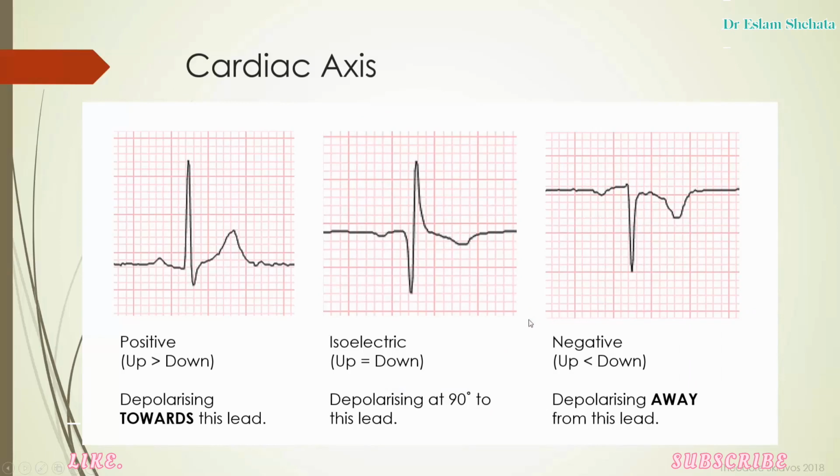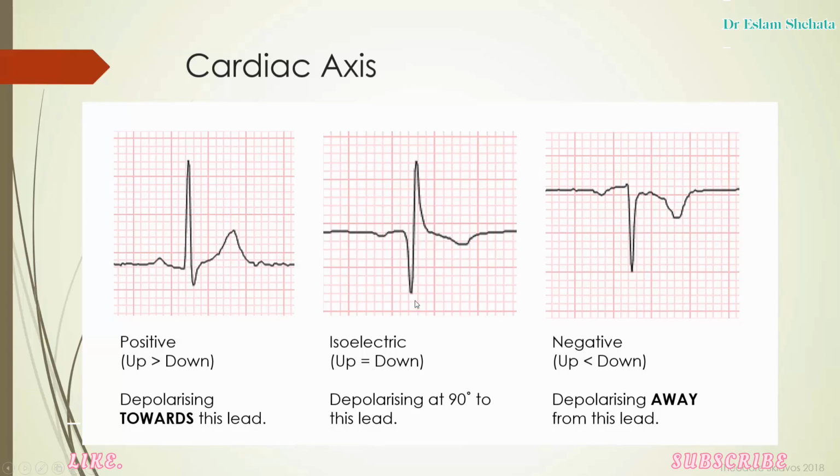When you're interpreting the axis, you're going to have to look at the QRS complexes and decide whether they're positive or negative. Now, when a QRS complex is predominantly positive, so the deflection is more upwards than it is downwards, well, that means we are depolarizing towards that lead. On the other hand, if it's predominantly negative, it goes down more than it goes up, then we must be depolarizing away from that lead.